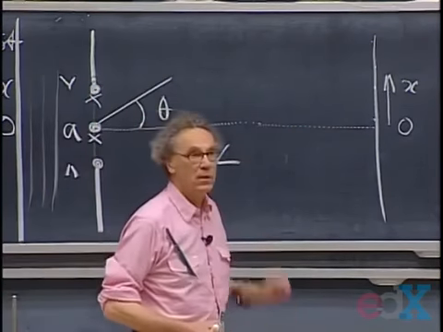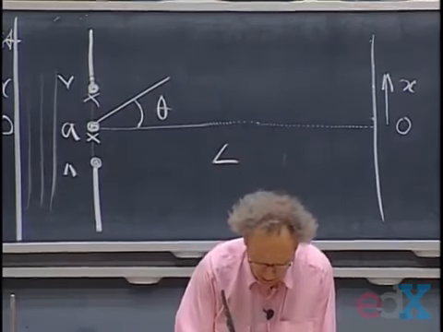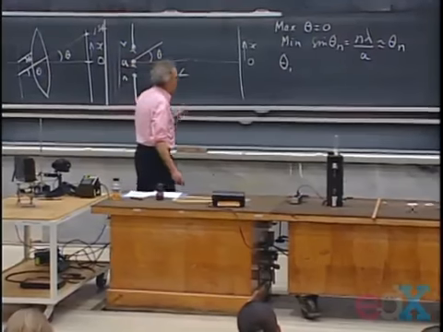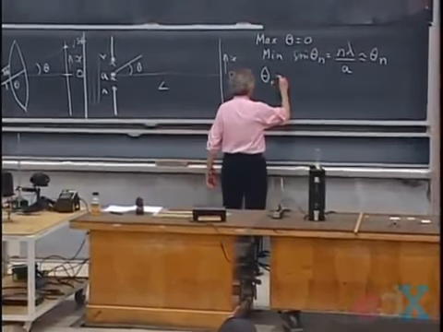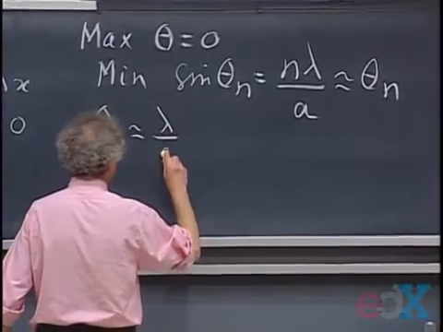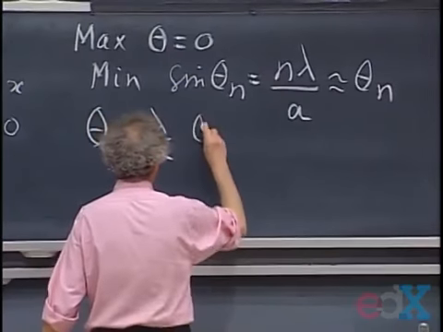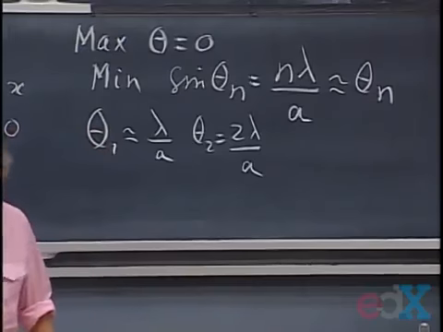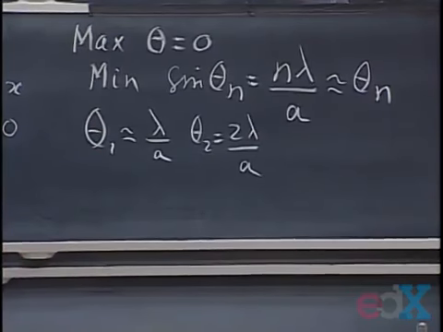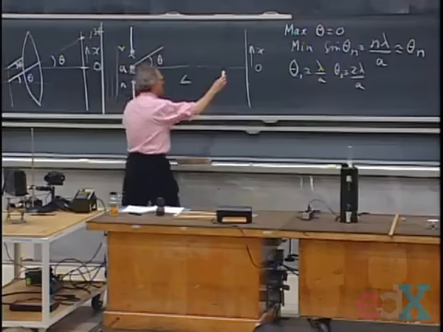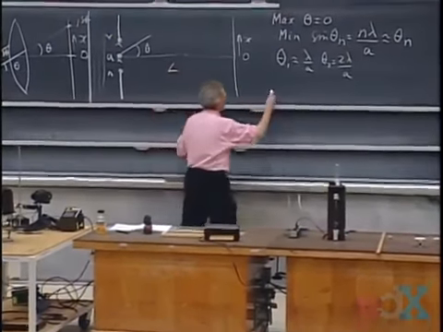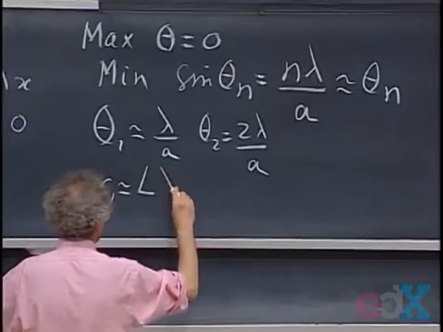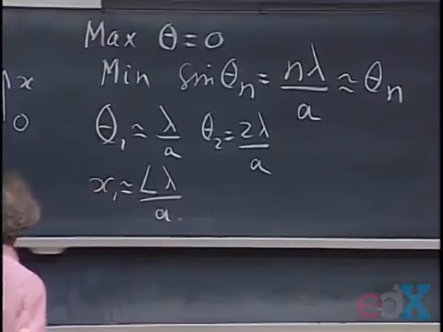And you can do a similar reasoning for the angle theta 2. And so that is indeed the correct equation. You will find complete minima when theta 1, in terms of radians, is lambda divided by a, and theta 2 is 2 lambda divided by a, and so on. That's where you find your minima. And if you convert that into x, where they actually fall on the screen, well, then x1 will be, for small angle approximations, L times lambda divided by a. That's no different.